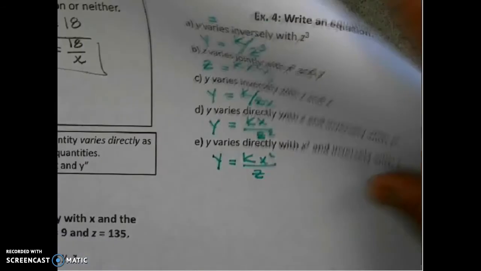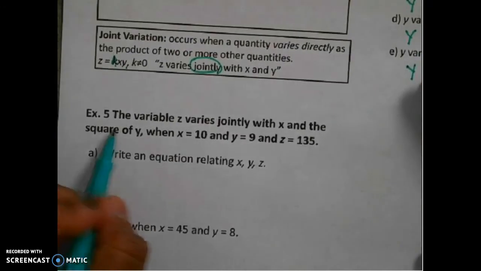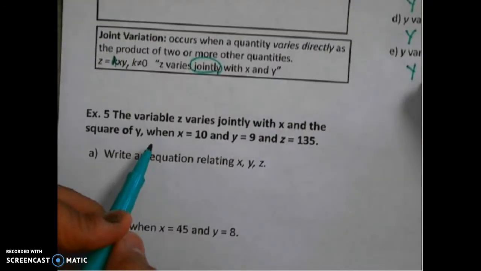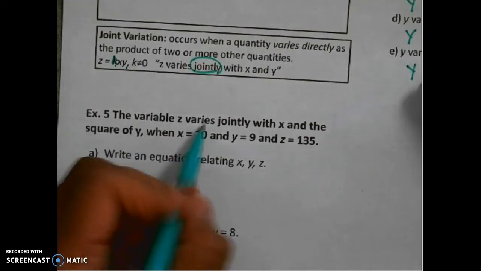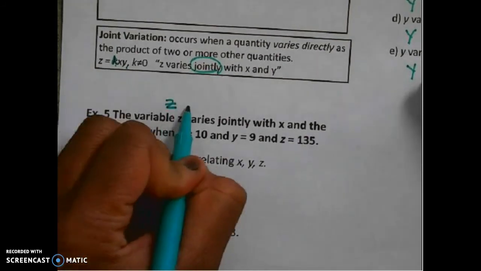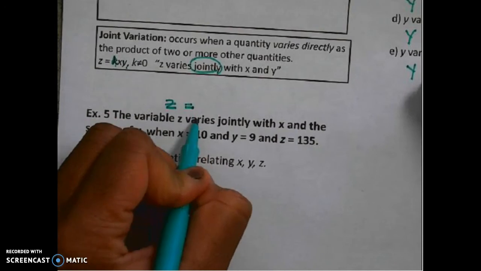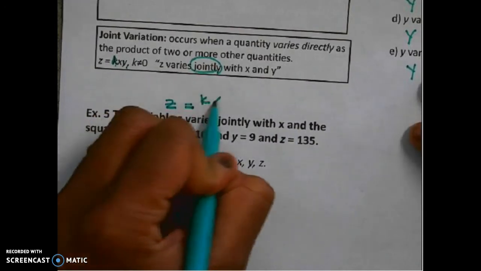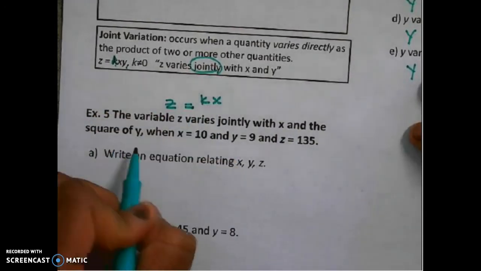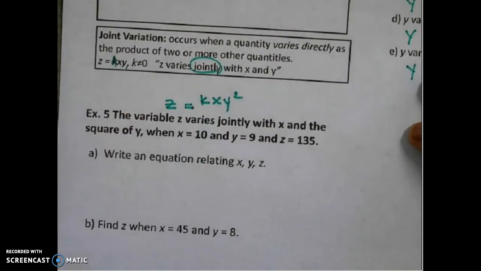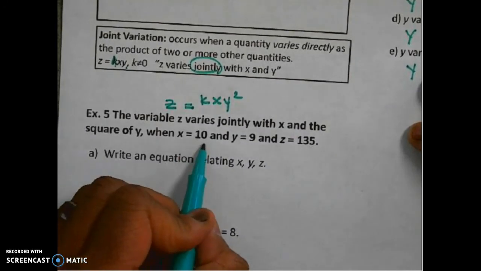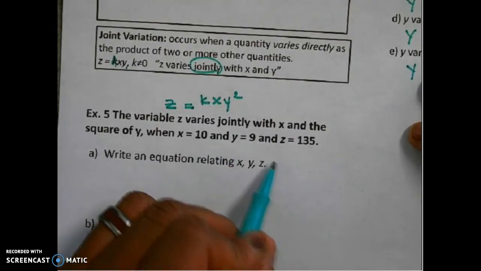Thanks for hanging in there with me. The variable z varies, interpret that, jointly with x and the square of y. What's the square of y? Square of y is y squared. Great. When x equals 10 and y equals 9 and z equals 135.